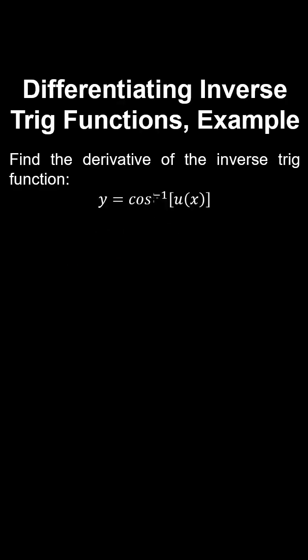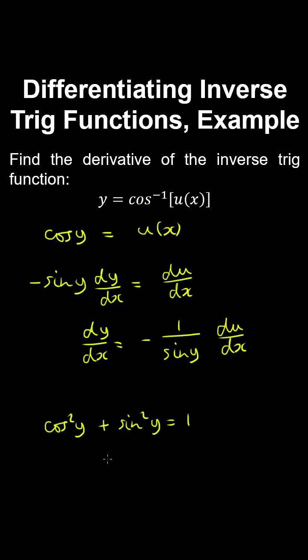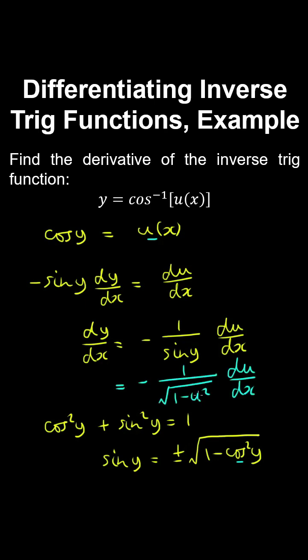Let's evaluate the derivative of the arc cosine of u of x. So taking the cosine of both sides, and using implicit differentiation, and solving for dy dx, now we can apply our trig identity, and solve for sine y. And substituting for cosine y, which is equal to u, and taking the positive root, and substituting the result into our derivative, we obtain the following expression. And as we can see, this derivative is valid where u is between minus 1 and 1.